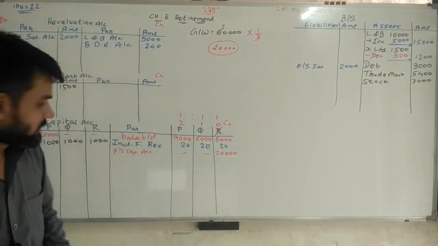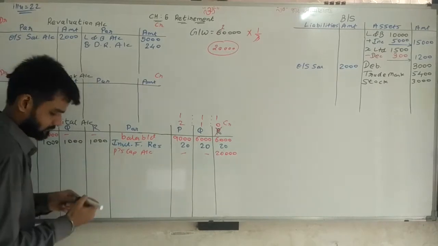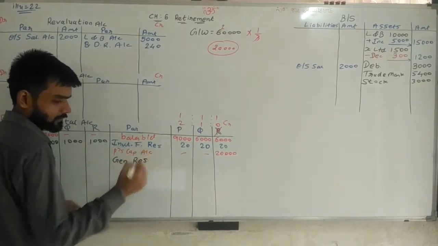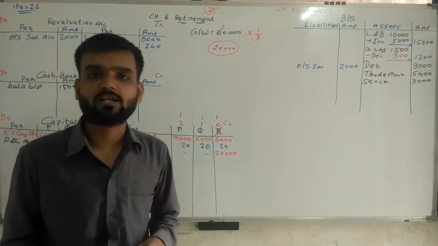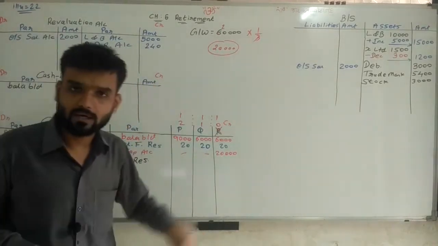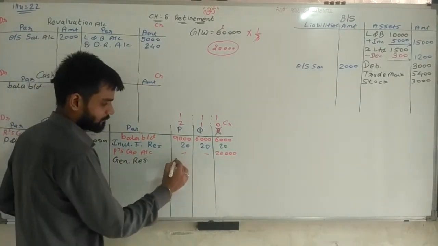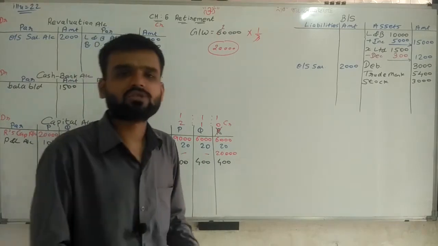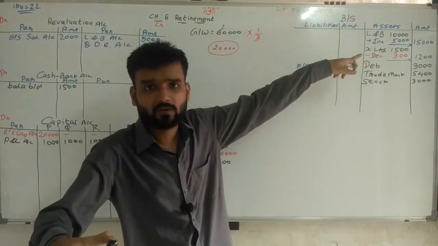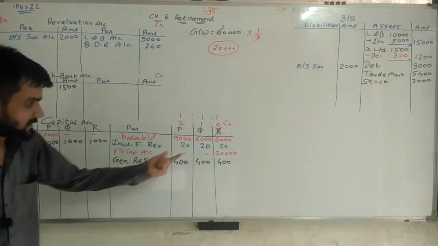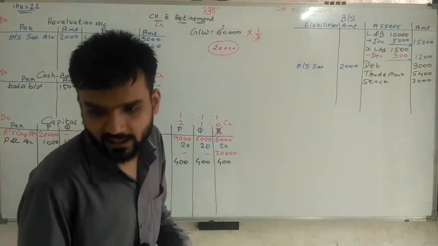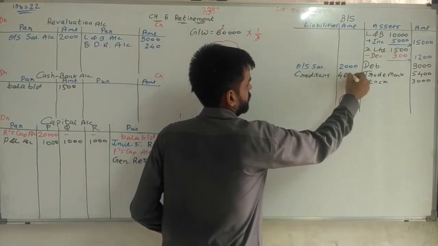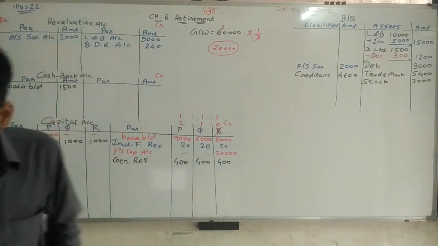General reserve, sir. General reserve we are distributing among the partners. What is the amount of general reserve? 1,200 rupees. Distributing among the three partners in equal proportion. Going ahead. Investment fluctuation reserve, sir, that is already done. 360 rupees is the investment fluctuation reserve, 300 rupees is utilized for investment, and 60 rupees is distributed. Creditors as it is, 4,600 rupees.